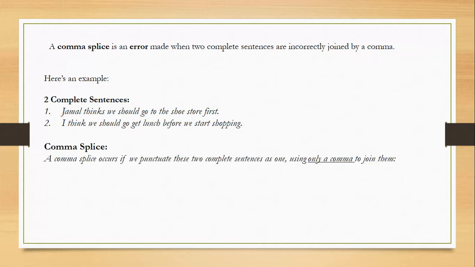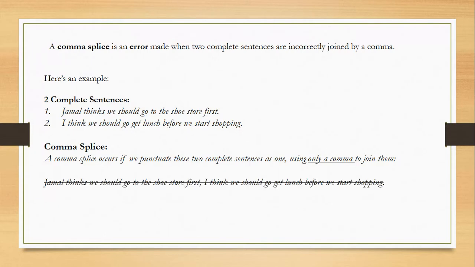But here's what happens. Sometimes when students are writing sentences like these two that are very closely related, they make the comma splice error. And that occurs if we punctuate these two complete sentences as one using only a comma to join them. You'll see that I've used a strike through so that you don't think that this is a correct sentence. What's incorrect about it is that it's written as though it's one sentence, a compound sentence, but it's punctuated incorrectly for that. A comma just is not a strong enough punctuation mark to hold together two complete sentences or independent clauses. So here's what we have to do instead.